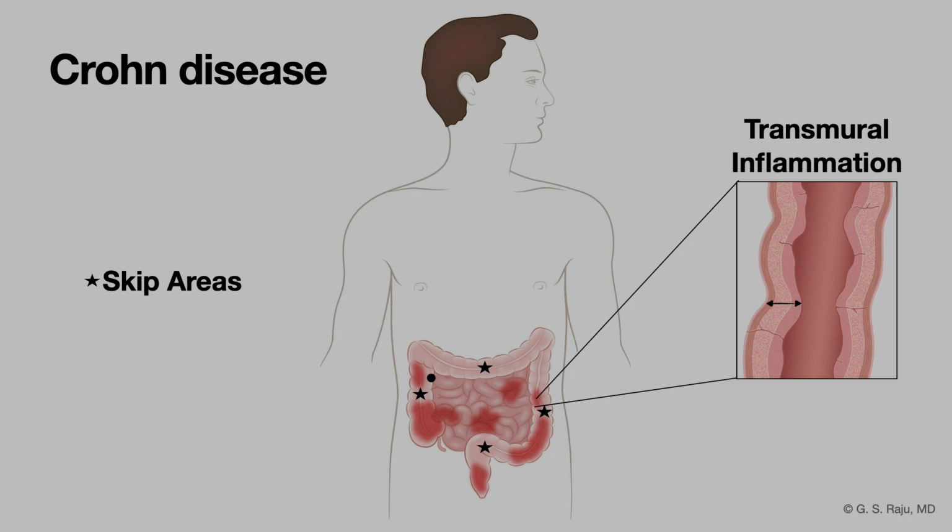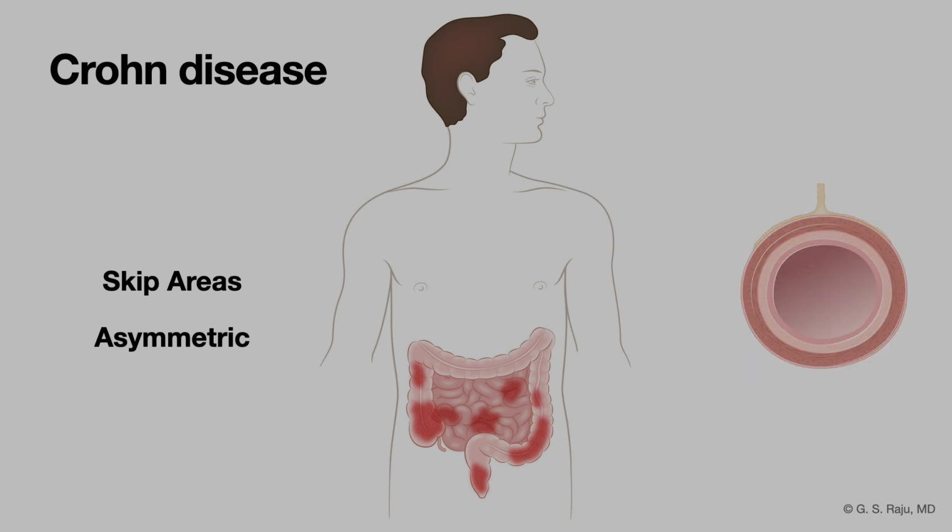And we also may see that in a particular segment, it may involve one wall and leave the other wall. That is asymmetrical involvement. So transmural inflammation, skip areas, asymmetric involvement, these are all features of Crohn's disease. In ulcerative colitis, it is a mucosal inflammation, continuous inflammation, symmetrical involvement without transmural inflammation. So let us understand Crohn's disease a little bit better.